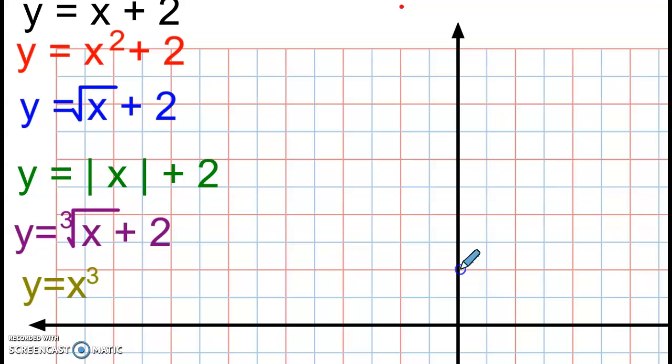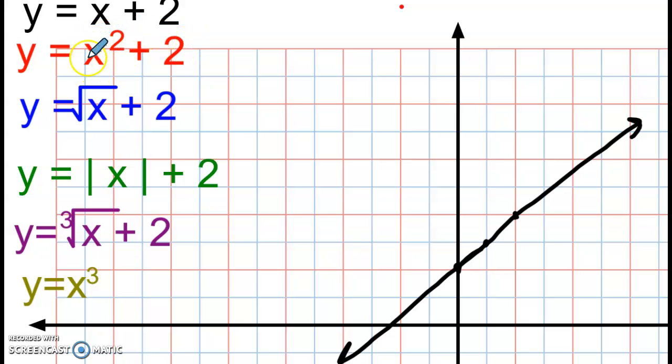A linear function, we know what y equals x plus 2 is. We're going to be up here at 2. Slope of 1, so I'll go up 1 over 1. Okay, there's x plus 2. It kind of looks like y equals x would be down here at 0, 0. It's just shifted up 2. The red one, y equals x squared plus 2. Y equals x squared is a parabola. This is y equals x squared plus 2.